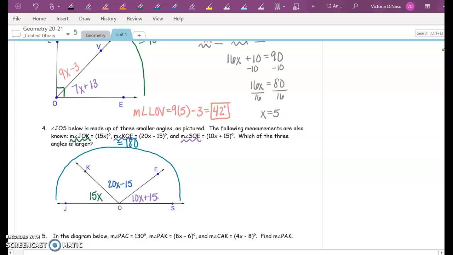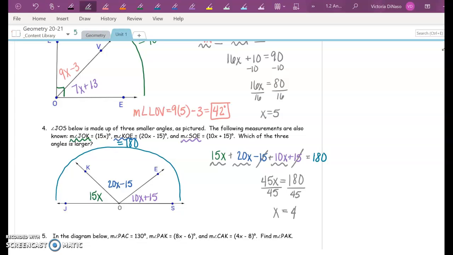Which angle is larger? So we're going to go ahead and add all 3 of these angles together, because all 3 together make up the larger straight angle, which is equal to 180 degrees. So we are adding them all together and solving for x. And the reason why I'm adding them all together to solve for x is to prove which angle is larger with the angle measure. So it's not enough just to say which angle is larger. I'm going to also find the larger angle number, the measure of it. So go ahead and solve for x.